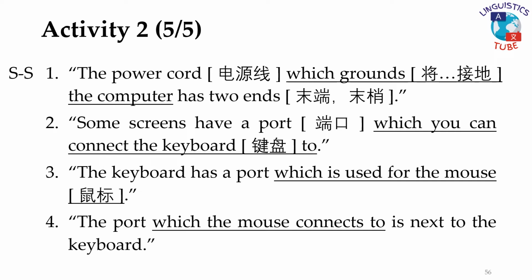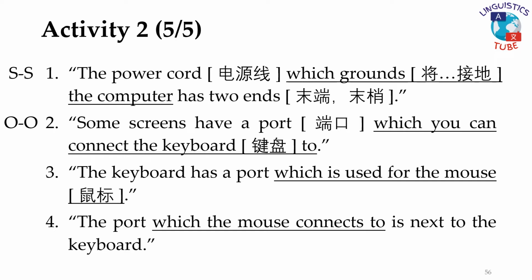For sentence 2, as two separate sentences, it would be, some screens have a port. You can connect the keyboard to the port. Here, the relative clause modifies the object of the main clause, and the antecedent of the relative pronoun is the object of the second full sentence. Specifically, a port becomes which. So, it is OO.